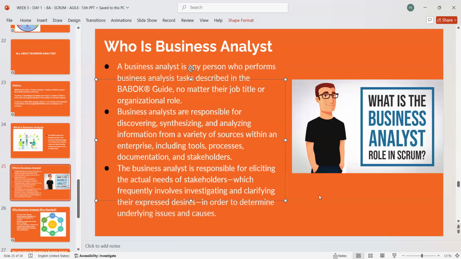Can I request three different people to read it out, please? There are 3 points. What is the role of business analyst in Scrum? That is what we are learning. We learned Scrum earlier, and now we are learning business analysis. So now we are understanding what the BA's role is in Scrum. Go ahead, any three people? One by one, please.